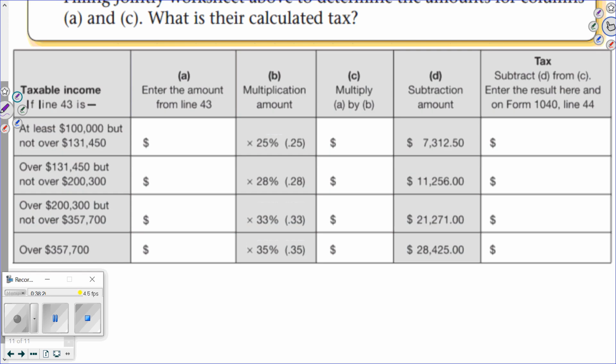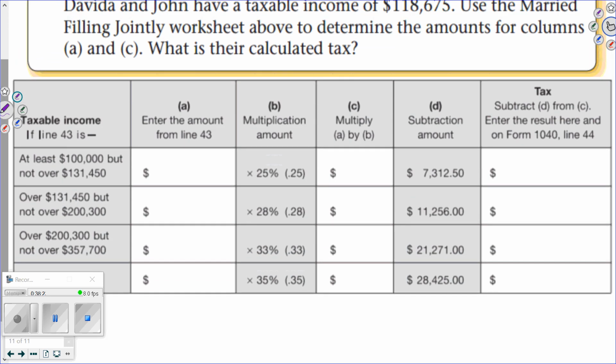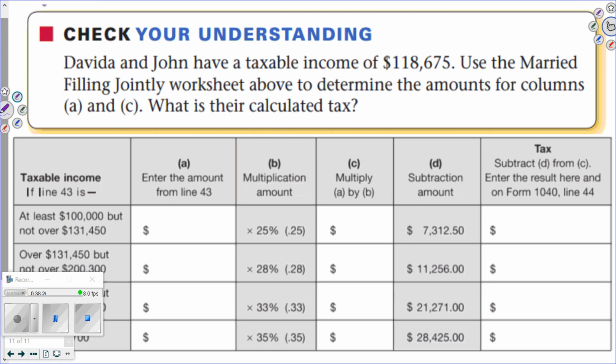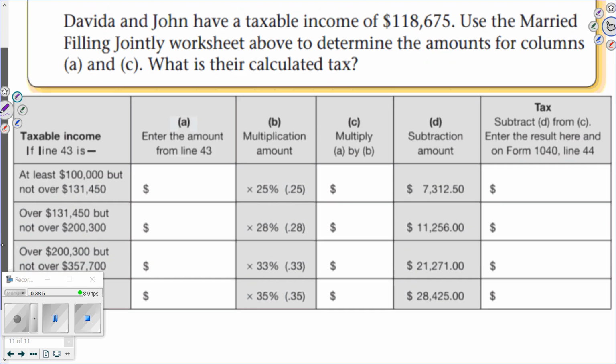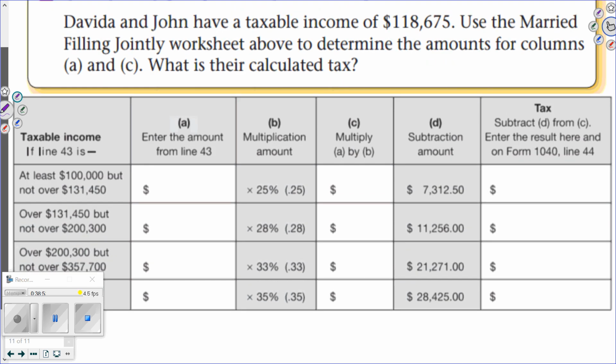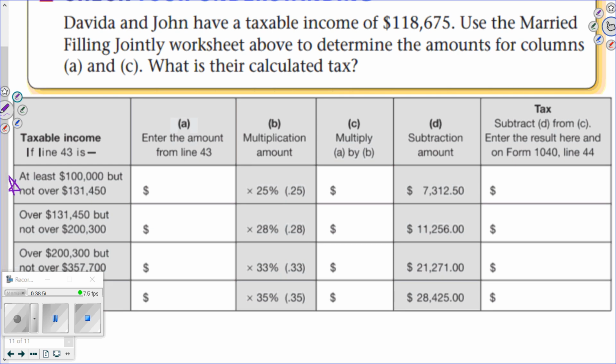So Davida and John have a taxable income of $118,675. Use the married filing jointly worksheet below. I copied and pasted it out of your book. To determine the amounts for the columns A and C. So this is pretty much doing the same thing that we just looked at. So they make $118,675. So where do they belong on this worksheet? First one, 118,000 is going to be right in here. So they're falling here. So what do we write in box A?